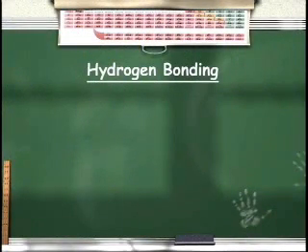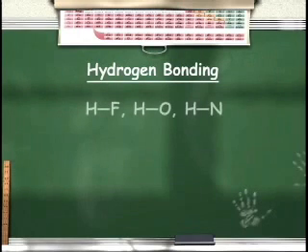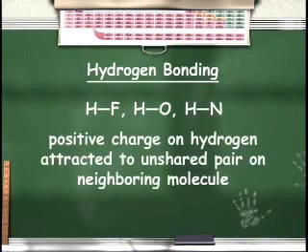Hydrogen bonding occurs in molecules that contain bonds between hydrogen and fluorine, hydrogen and oxygen, or hydrogen and nitrogen. These bonds put a large positive charge on the hydrogen atoms, which creates an attraction for unshared pairs of electrons on neighboring molecules. This attraction between the hydrogen atom of one molecule and the unshared pair of electrons on the next is called a hydrogen bond.